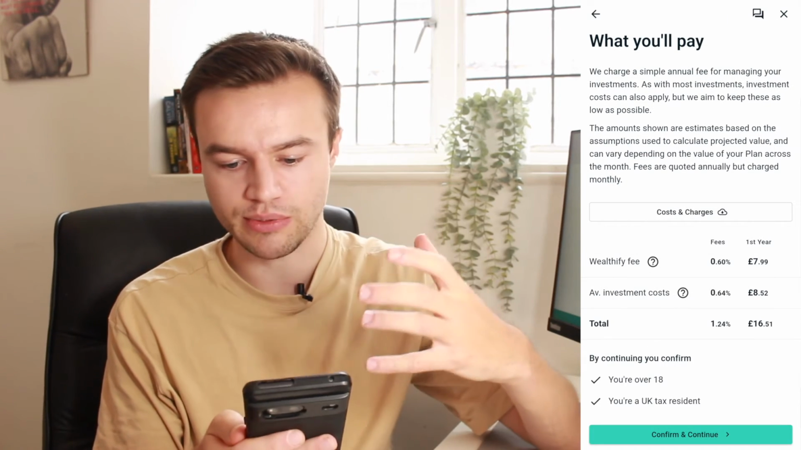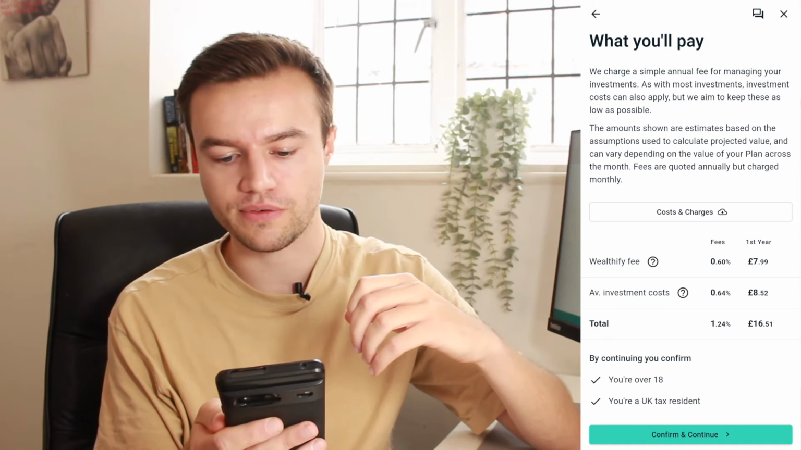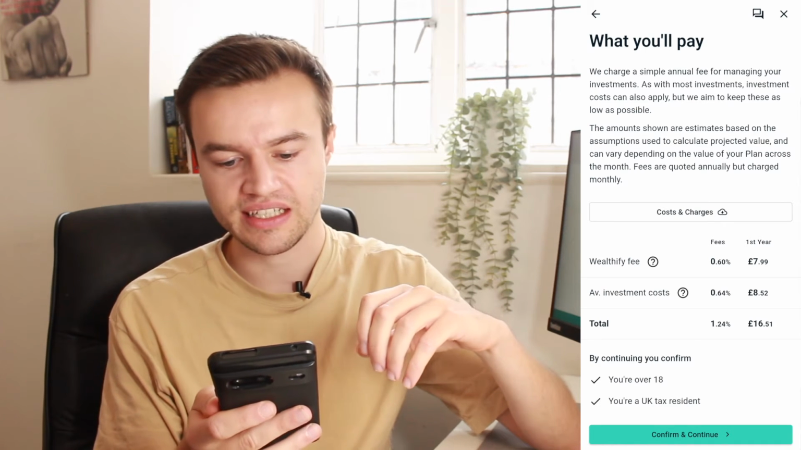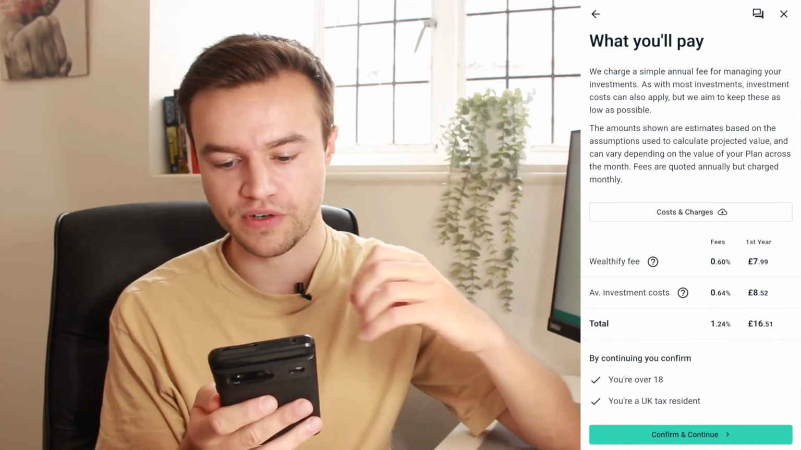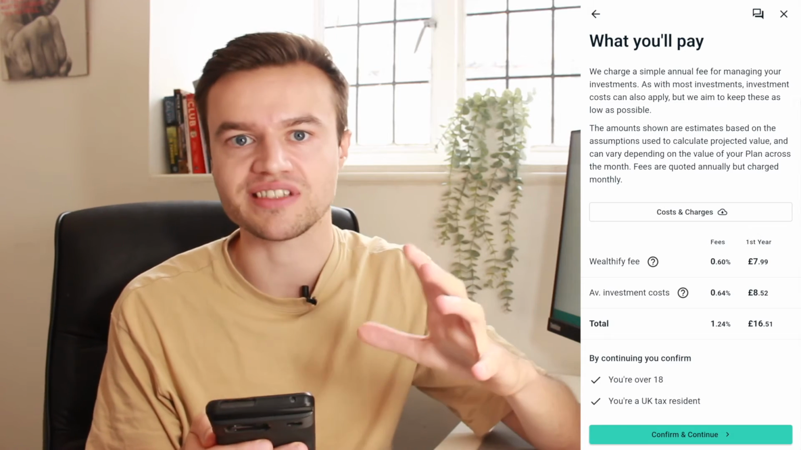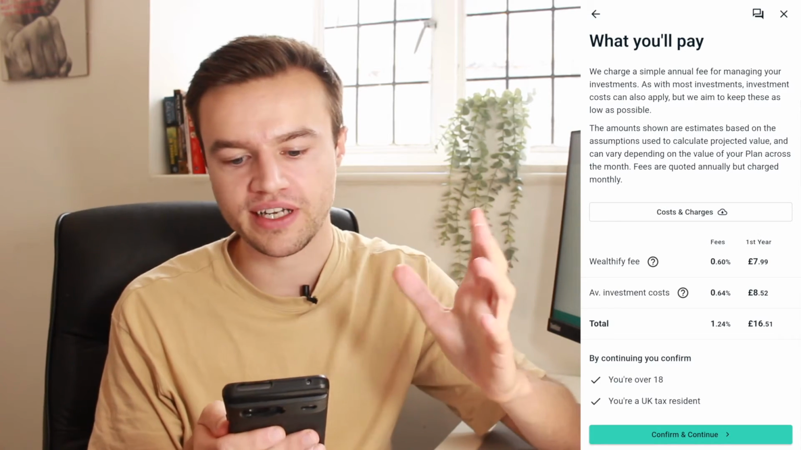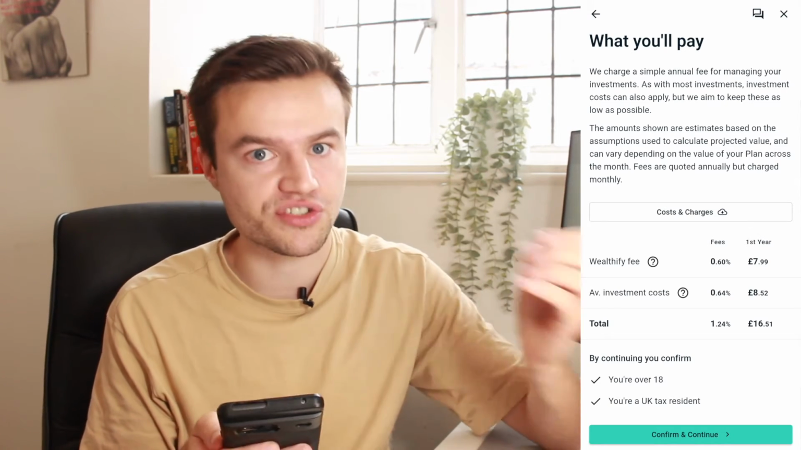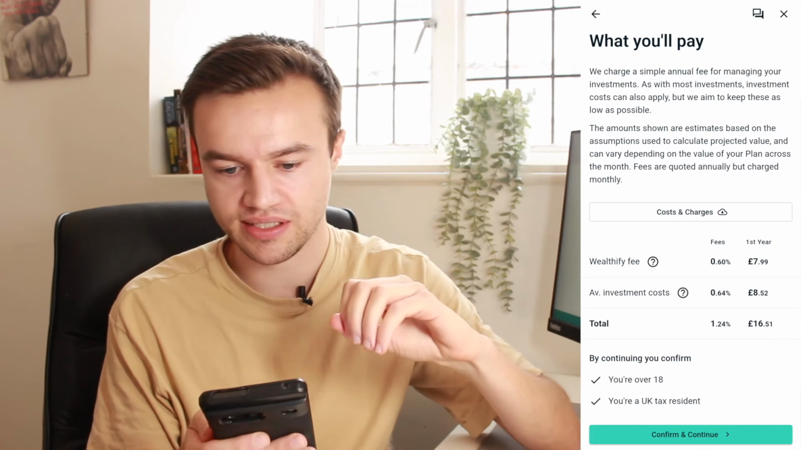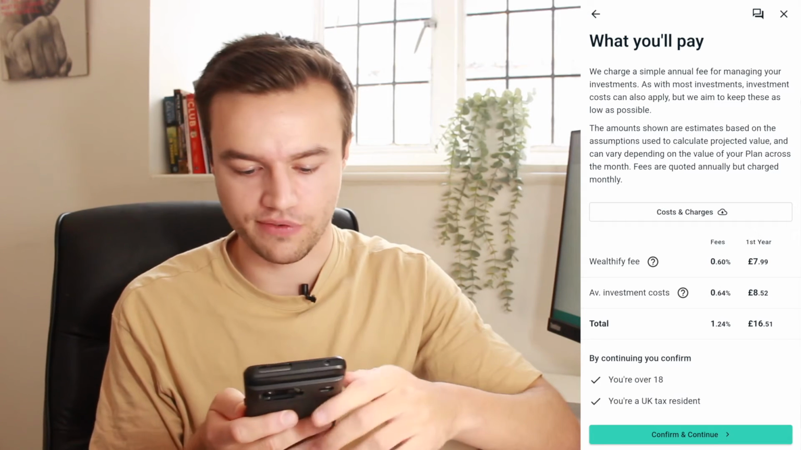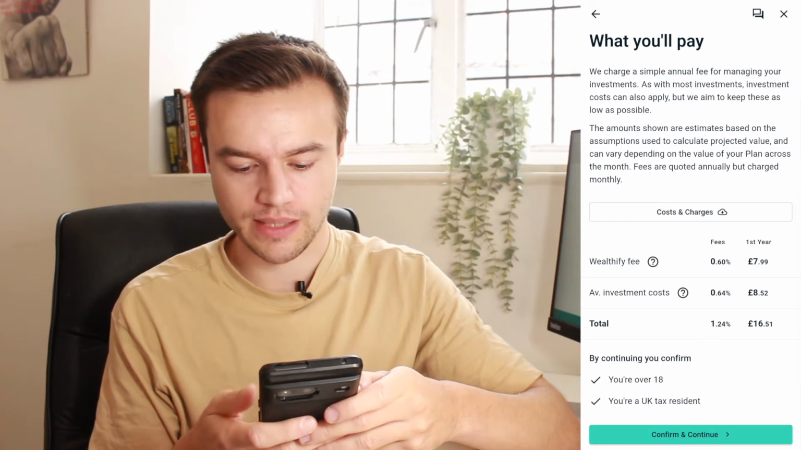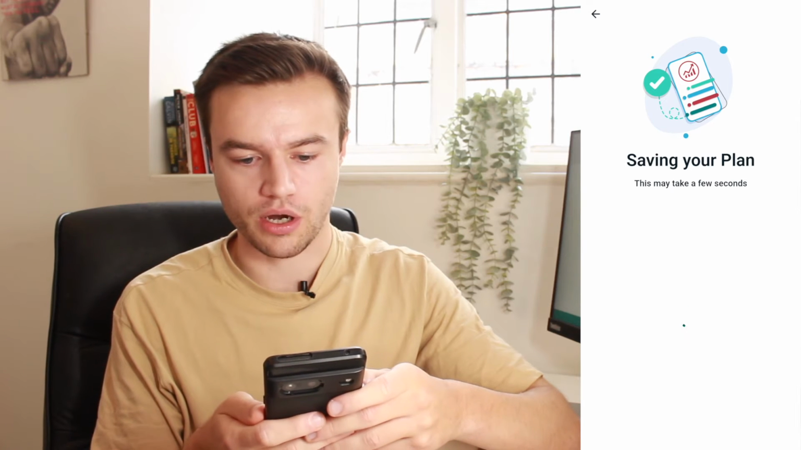It's providing me a summary of my fees. And these are the fees we went through earlier. So the Wealthify platform fee is 0.60%. The average investment cost for this portfolio is 0.64%. Because I've selected an ethical portfolio, the fees are slightly higher than the original portfolio options. I'm okay with this as I would like ethical investments. So I select confirm and continue. Now it's saving my plan.